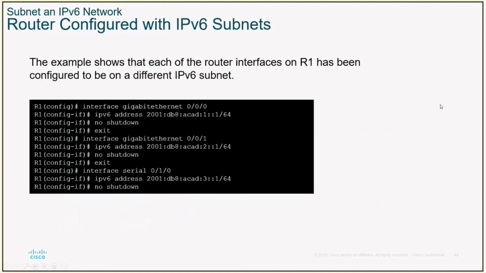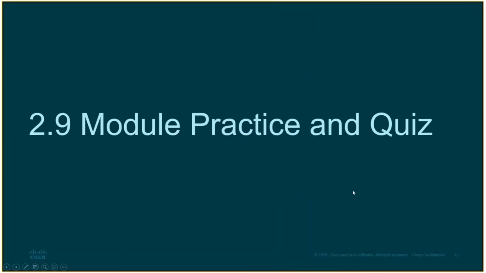So how would you address that? Well, basically, you just need to configure the different interfaces with the different subnet ID there, 1, 2, and 3 in this case. Not at all tough. Thank God we've hit the end of the topic.